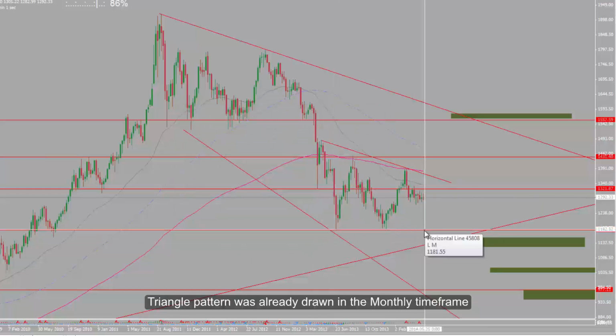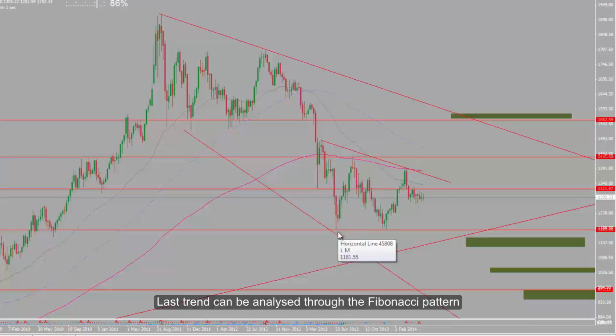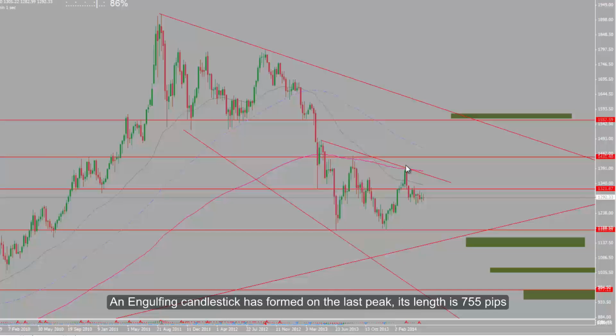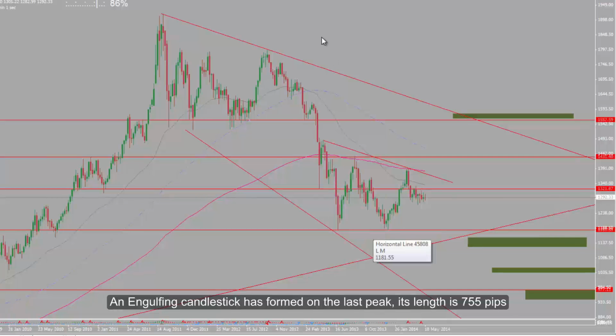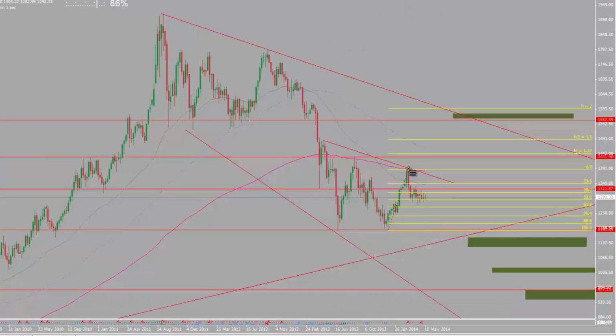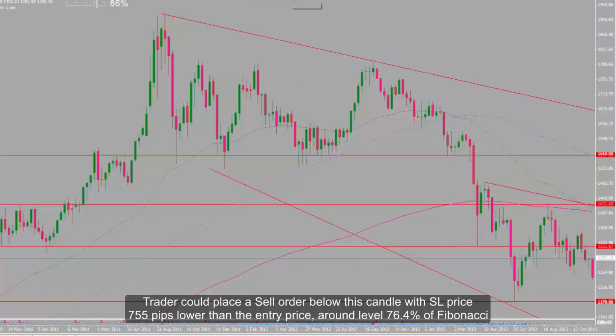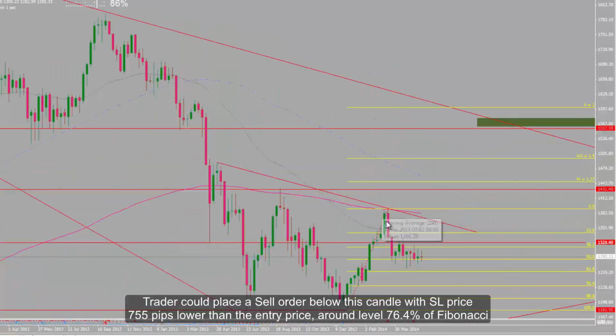The triangle pattern was already drawn in the monthly time frame. The last trend can be analyzed through the Fibonacci pattern. An engulfing candlestick has formed on the last peak. Its length is 755 pips. A trader could place a sell order below the candle with an SL price 755 pips higher than the entry price, around level 76.4% of Fibonacci.